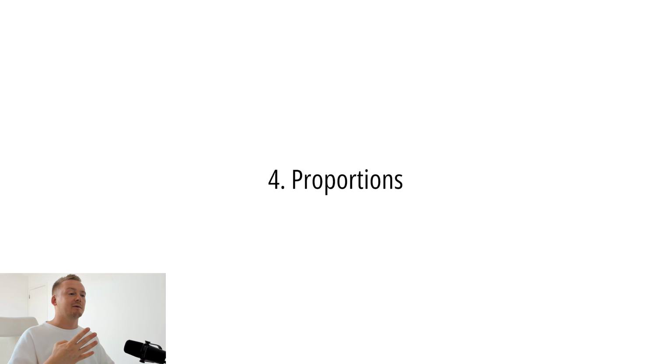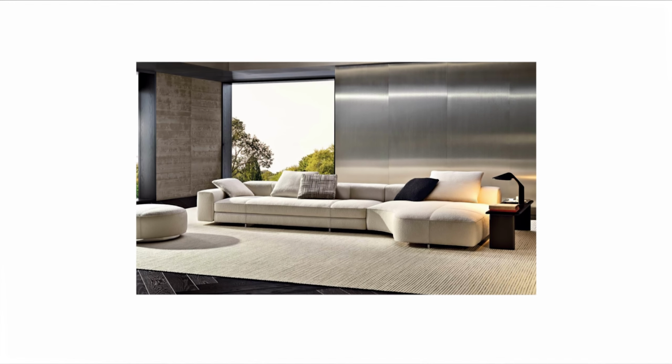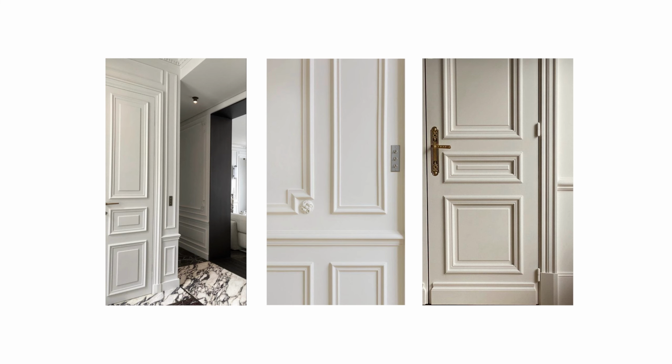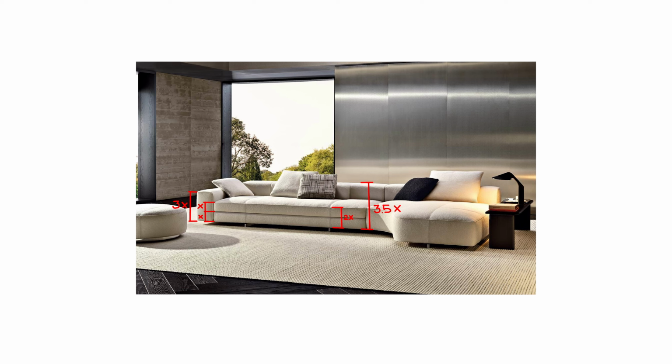Number 4. Proportions. This is a huge topic about physical relationships. You can compare everything with everything. First of all, the proportions of each particular object, I mean height and width. Use proportions from references you like, especially for decor, classical moldings, and furniture parts and shapes.